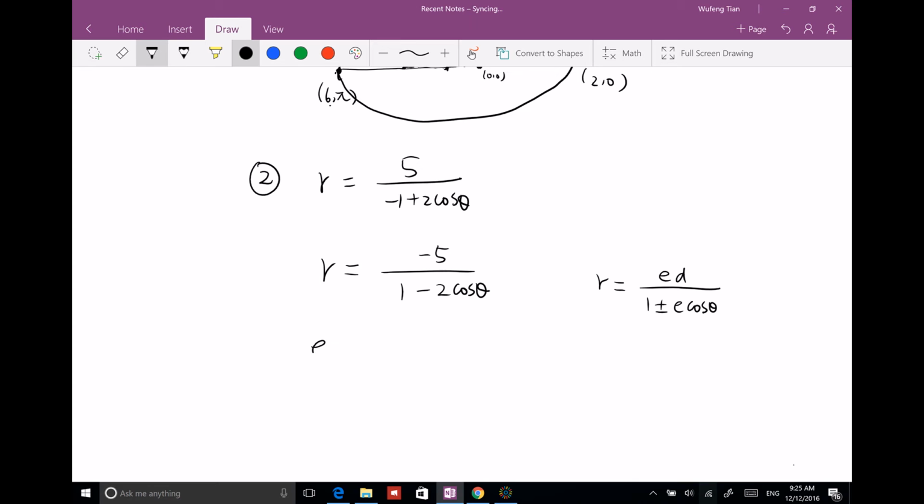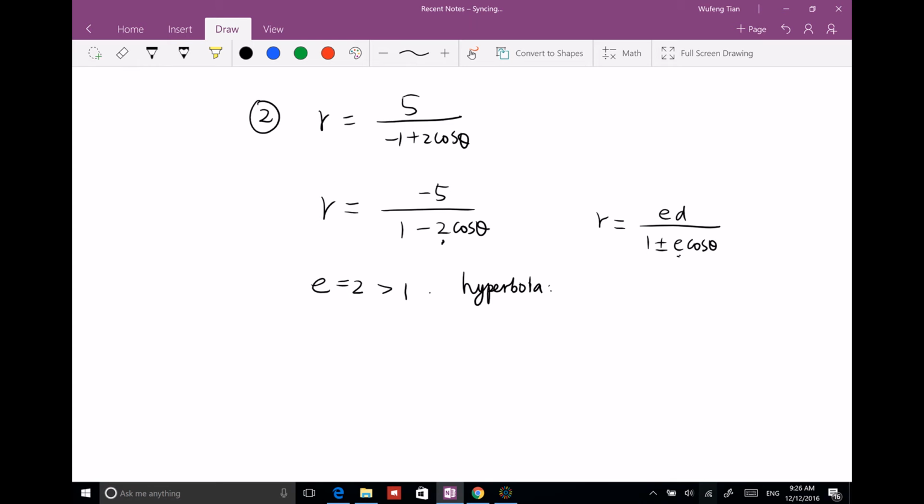So now e equals 2. The coefficient, positive or negative, only gives the direction, which side, left or right. But the number matters. e equals 2 is bigger than 1, so obviously this is going to be a hyperbola. If it is a hyperbola, then we check when theta equals 0, because cosine goes to maximum. Theta equals pi, cosine goes to minimum. That gives you the vertices.